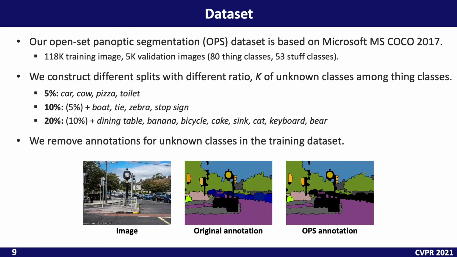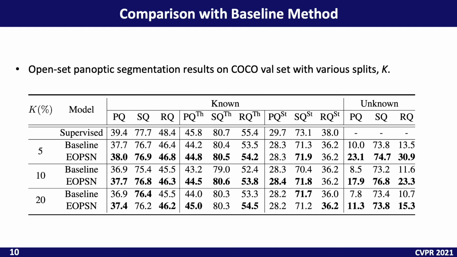We utilize MS COCO. We construct different splits with different ratio K of unknown classes among thing classes. We remove annotations for unknown classes in the training dataset. We compare our EOPSN with the baseline. Our method achieves better performance on all splits without losing known class performance.